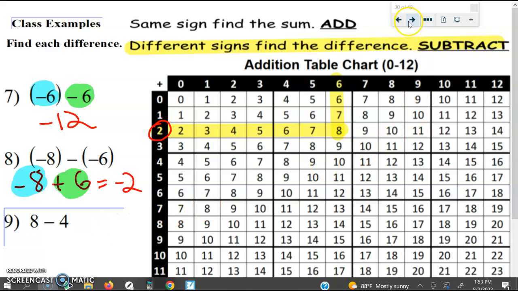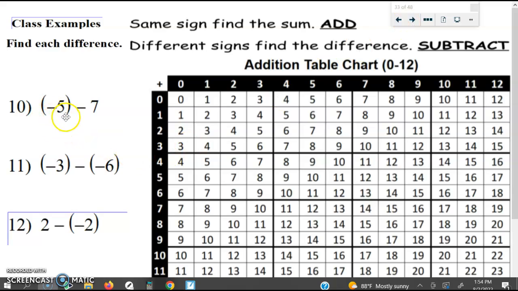On this next example, we've got 8 plus a -4. Different signs, find the difference. So I got 4. I come all the way down to where I see 8, then go over, and I know it's 4. You know 8 minus 4 is 4, right? It comes out the same. All right, let's take a look at a few more examples.